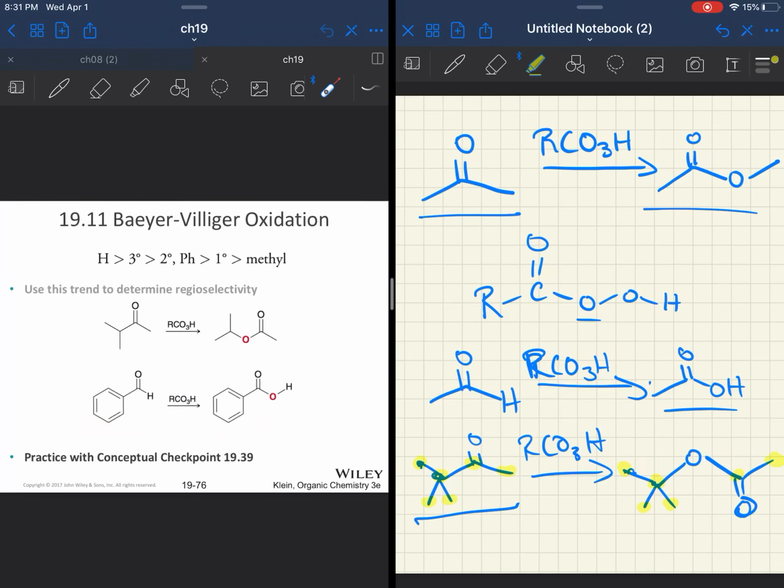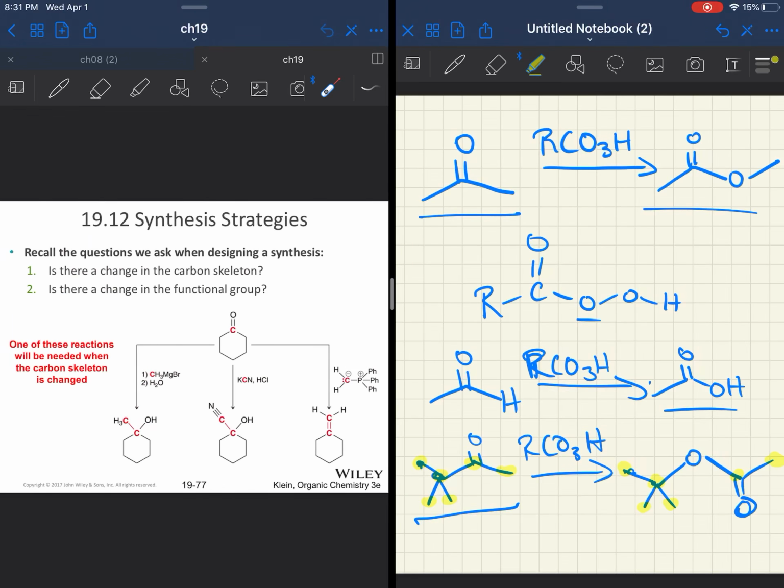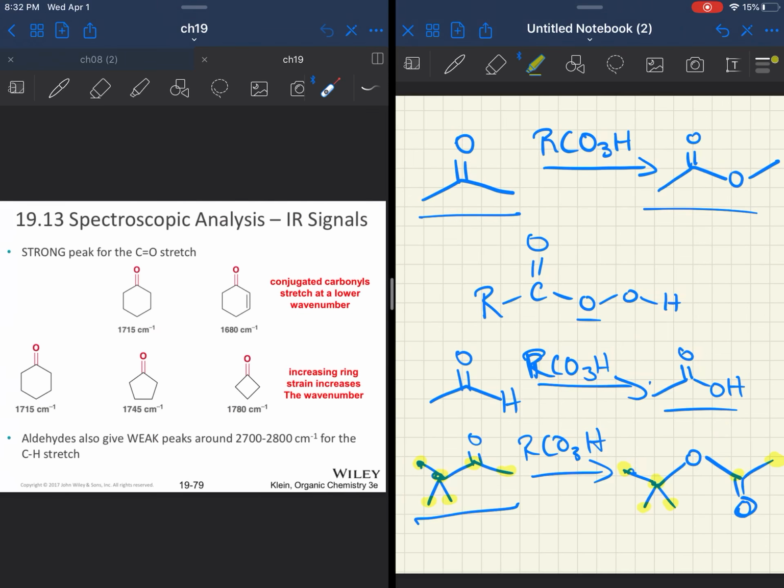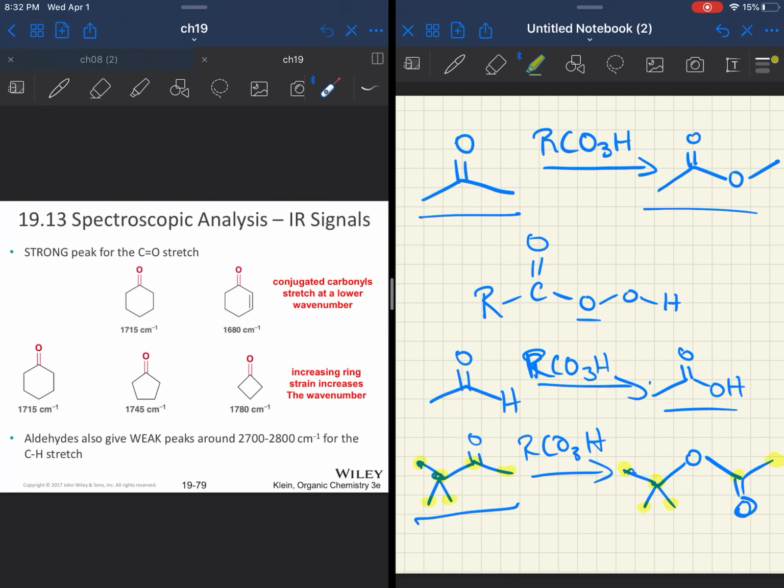All right, so you have some additional examples here. Ketones, more substituted side. Aldehydes, always going to make the carboxylic acid no matter what's on the other side. And then we come to 19.12. This is at the end of all of your Klein chapters that have new functional groups and lists of reactions. This is for you. This is to help you with additional synthesis problems. We are going to have a synthesis lab soon, so I'm going to leave these slides with you guys.